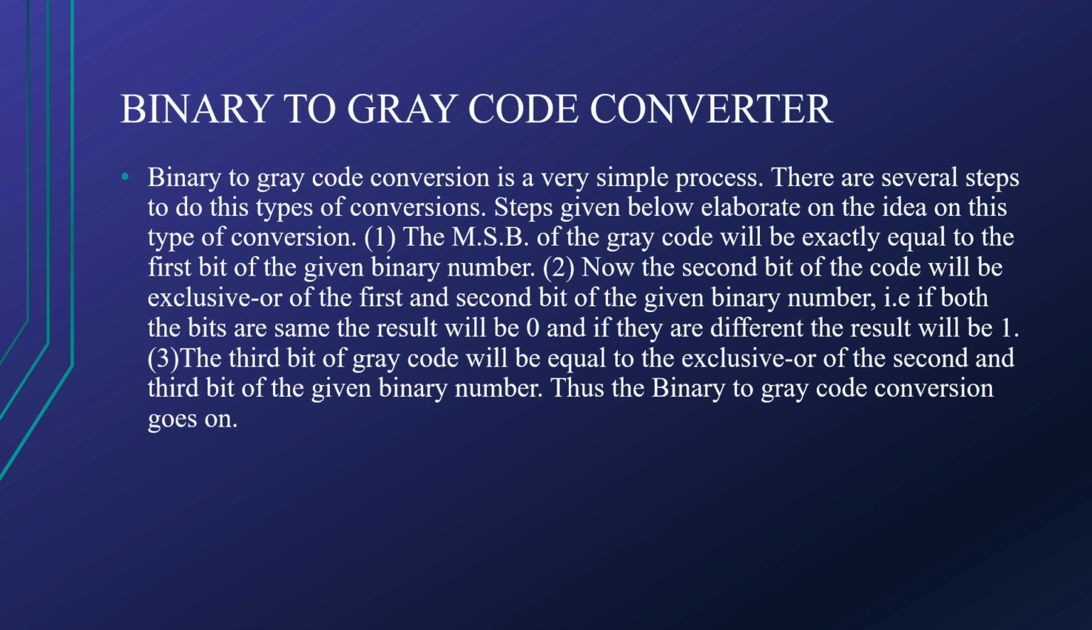So first one is the binary to gray code converter. Binary to gray code converter is a very simple process. There are several steps to do this type of conversion. First one is the MSB of the gray code will be exactly equal to the first bit of the given binary number.